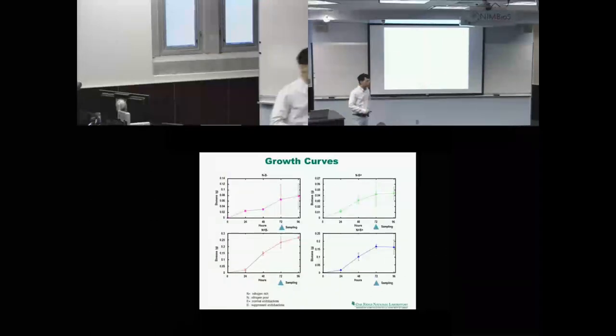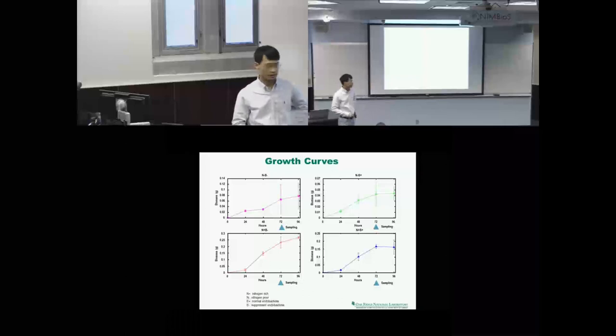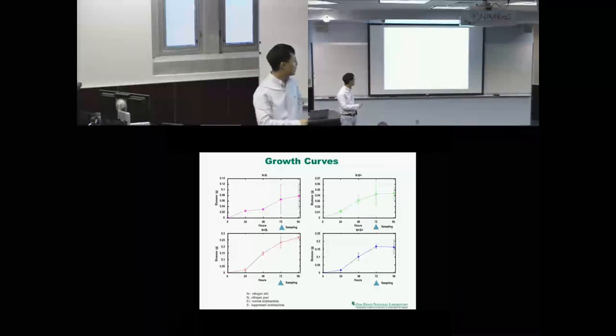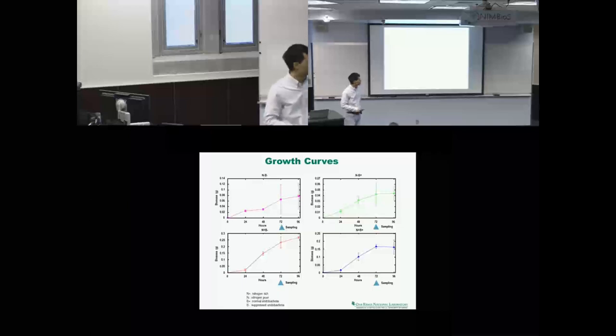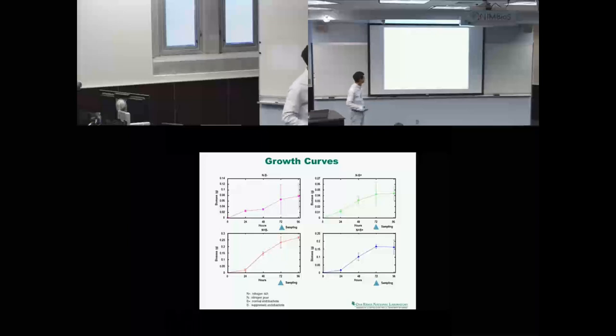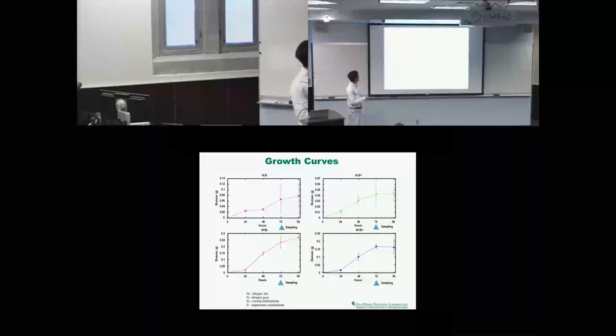This is a growth curve, a co-culture under these four conditions. They all have a lag phase in the first 24 hours, then rapid growth in the next 48 hours, then the growth slows down. This allowed us to do the sampling at the same time point. So we sampled at 72 hours for all four conditions. And you can also see the axis is very different between those four conditions.